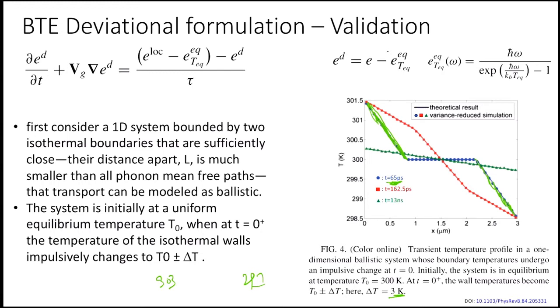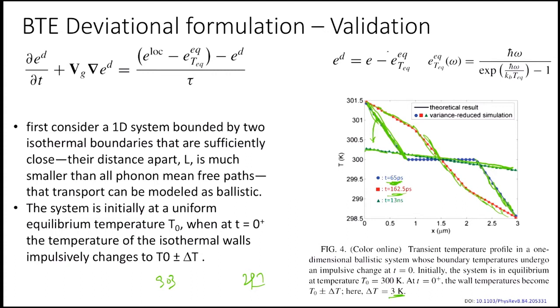If we increase the time to 162.5 picosecond, now the entire system has seen the effect of the temperature at the boundary. It's a ballistic condition. Eventually the temperature would start coming back down and approach some constant value. Eventually it would come very close to 300 Kelvin.